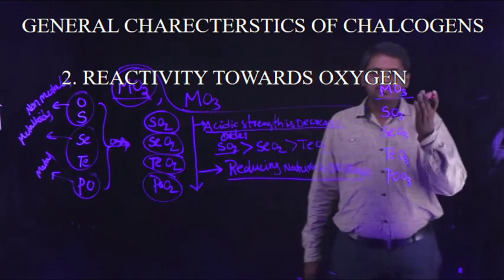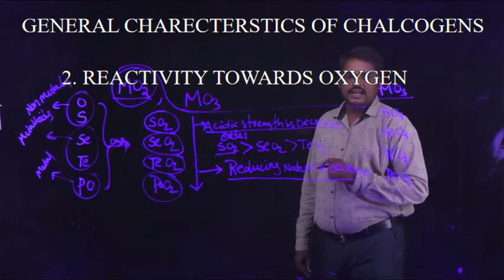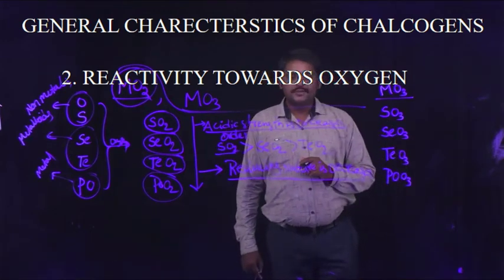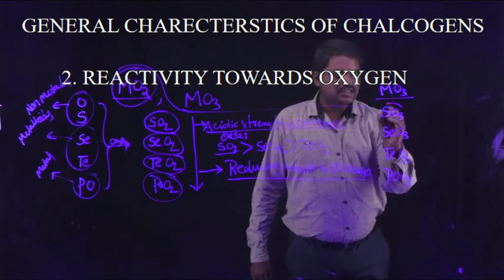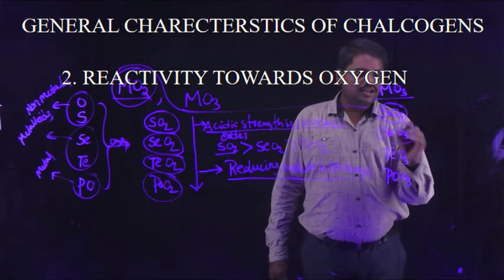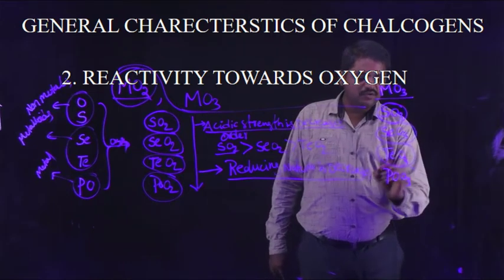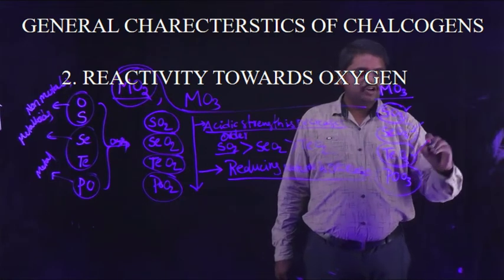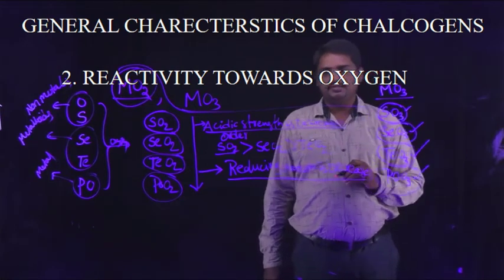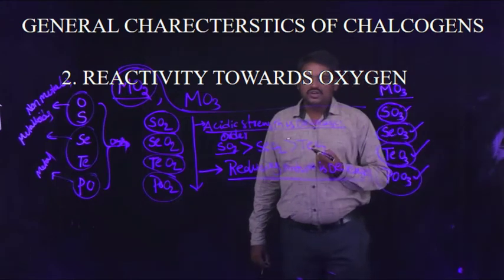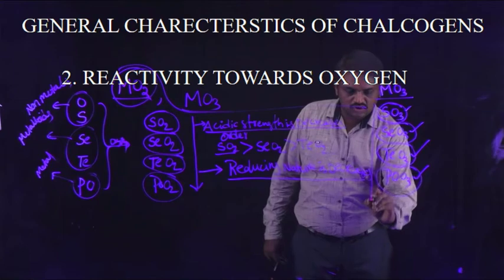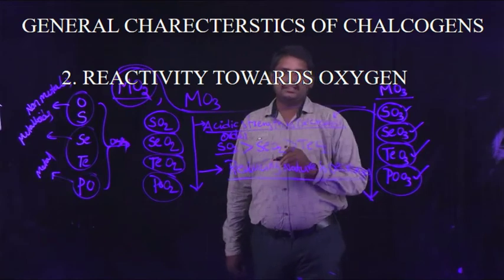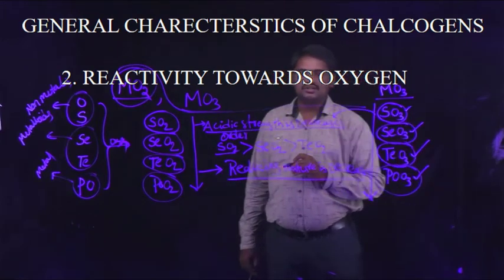And next I am going to discuss MO3 type of oxides, like SO3, SeO3, TeO3 and PoO3, meaning sulfur trioxide, selenium trioxide, tellurium trioxide, polonium trioxide. These are also observed on moving down the group. Acidic strength also decreases.